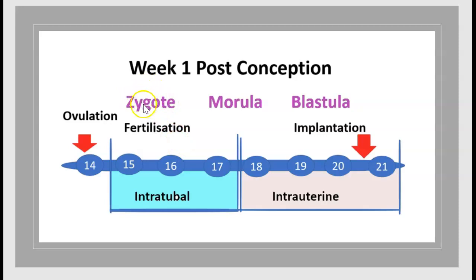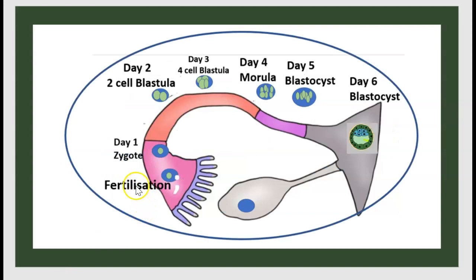We start with zygote, morula, and blastula before implantation. Fertilization: day 1, zygote. Day 2, 2-cell blastula. Day 3, 4-cell blastula. Day 4, morula. Day 5, blastocyst. And day 6, blastocyst.